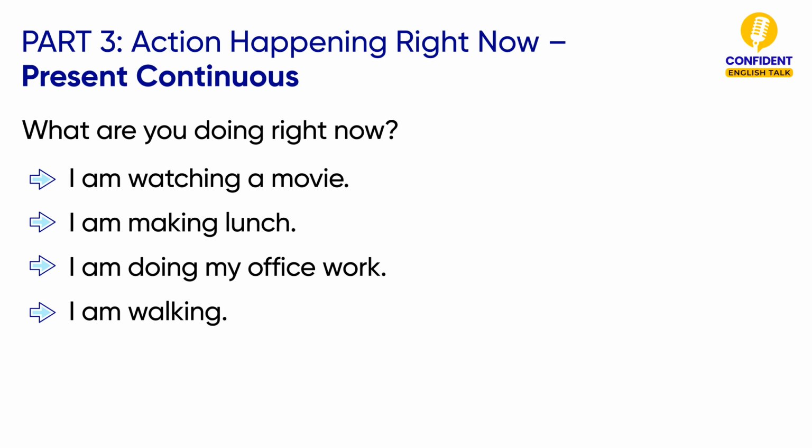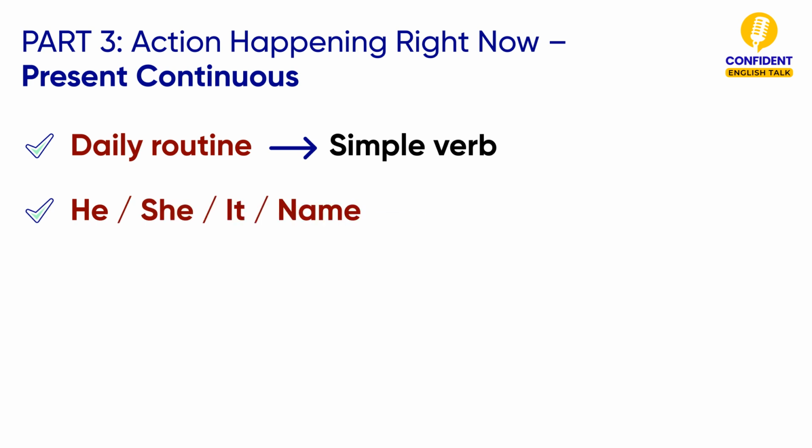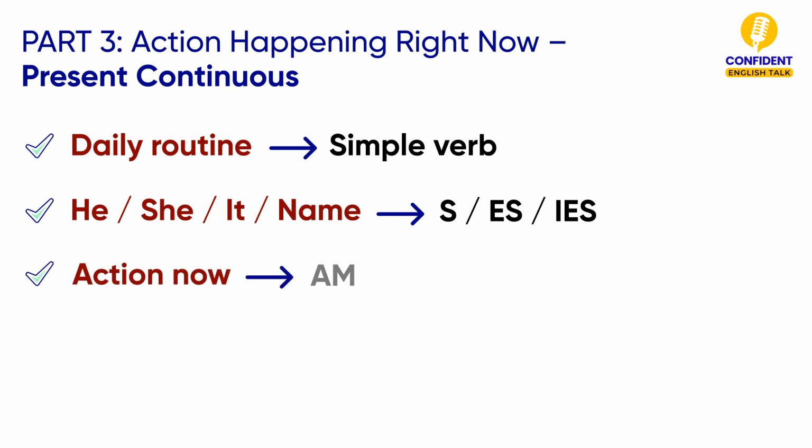Now, let's do a quick revision. With daily routine, use simple verb. With he, she, it, and any name, add s, es, or ies with verb. Any action doing now, use am, is, or are, and add ing to the verb. That's it. No heavy grammar, no fear. Now, let's start with practice session. Pause the podcast, choose the correct option, and say the full sentence aloud.